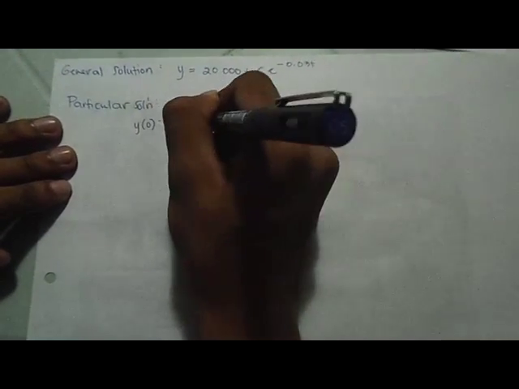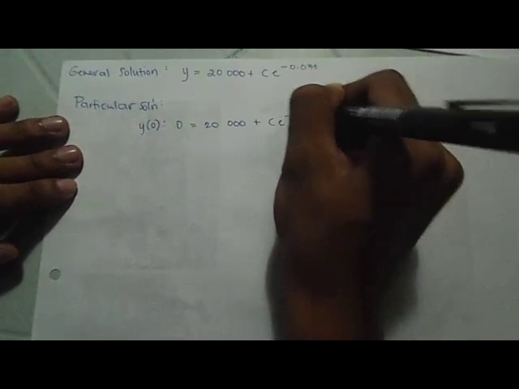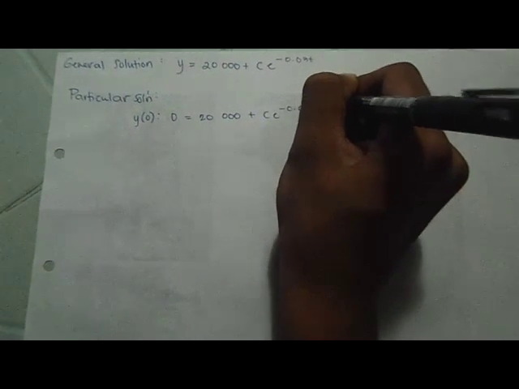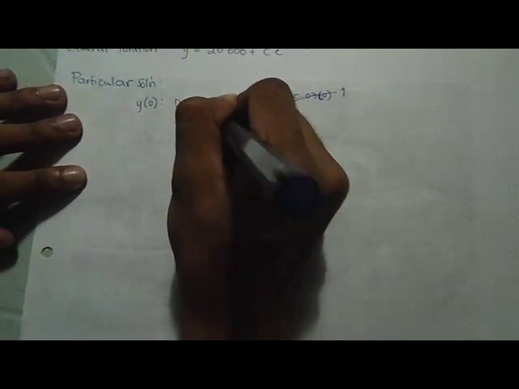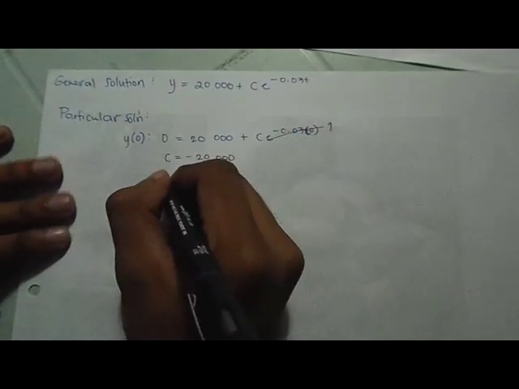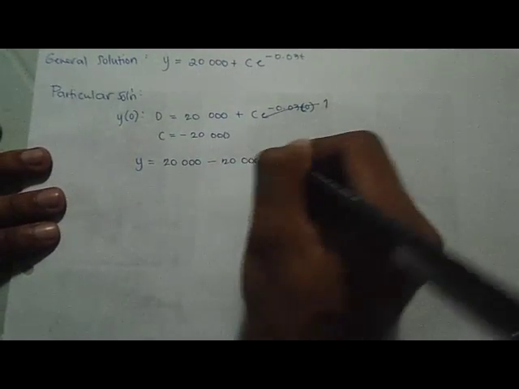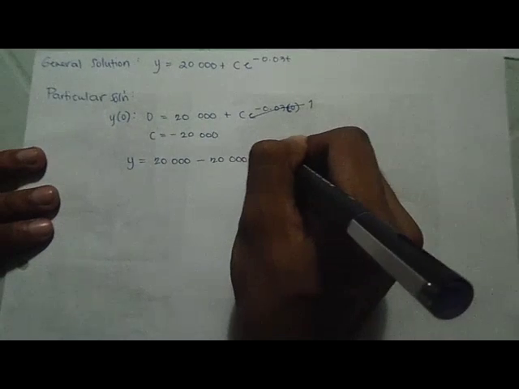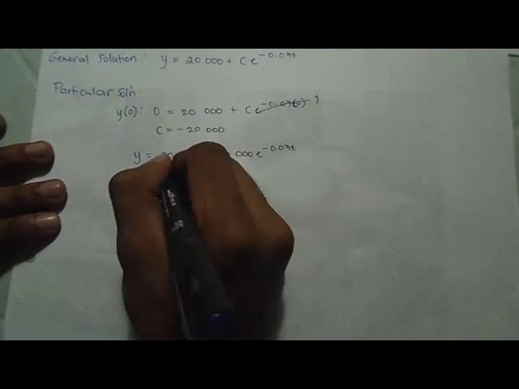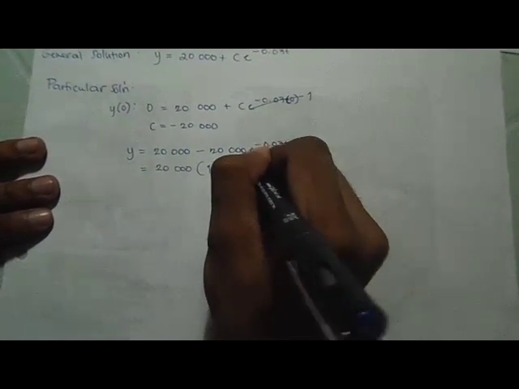Thus, we have y of 0 equal to 0, which is equal to 20,000 plus c times e raised to negative 0.03 times 0, or in this case 0. Of course, this would give us 1. Therefore, our c will be equal to negative 20,000. So our particular solution will be y equal to 20,000 minus 20,000 times e raised to negative 0.03t, or this could be further simplified as 20,000 times 1 minus e raised to negative 0.03t.